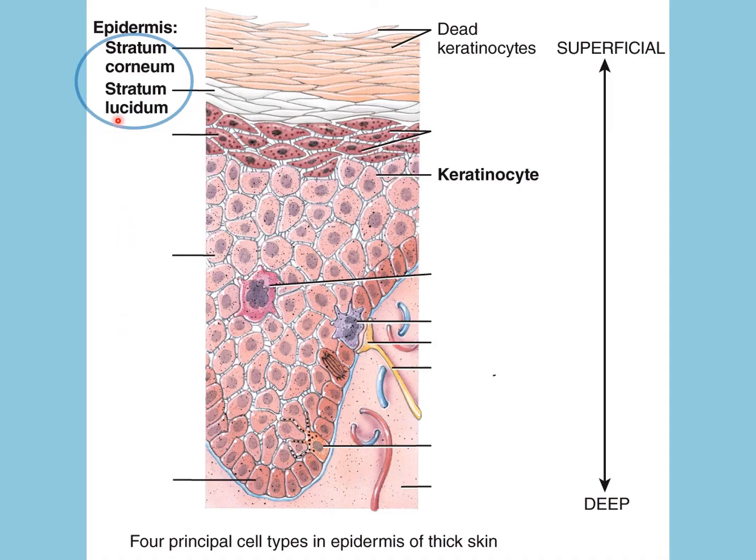In this diagram, I've highlighted the stratum corneum, the most superficial layer, and stratum lucidum, the layer just below it. Both of these layers are composed of dead keratinocytes. Notice there's no organelles or nuclei in any of these cells.